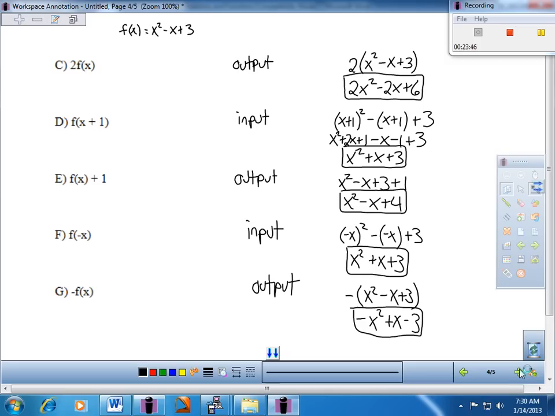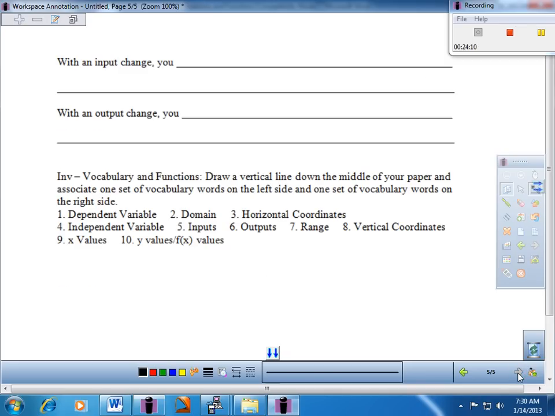Okay, so let's go ahead and summarize that, and then do a very quick little vocab work just down at the bottom there, just to get us going for the next lesson or two. So here we go, everyone. It says with an input change u, and I hope you noticed in each case, this is how I would summarize it in as basic terms as possible. So when we're dealing with an input change, we just replace all of the x values with the term inside the parentheses. Let me do that a little better for you.